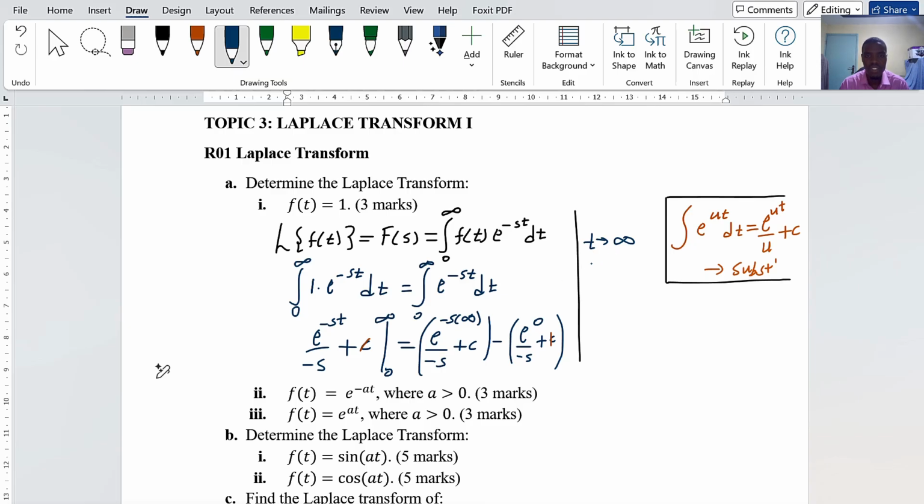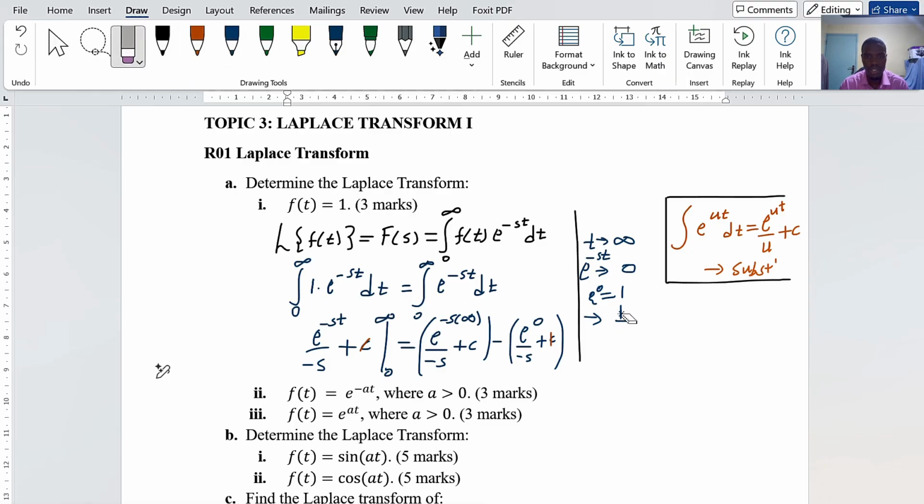So as t tends to infinity, e to the power negative st will vanish, will be 0. That is it. E to the power of a very large negative number is just 0. On the other hand, we know that e to the power 0 is 1. Any number raised to the power 0 is 1. So once we have that, we can continue and say our answer here is 1.